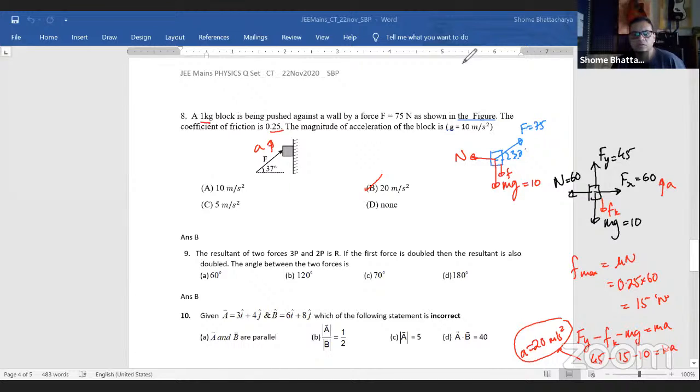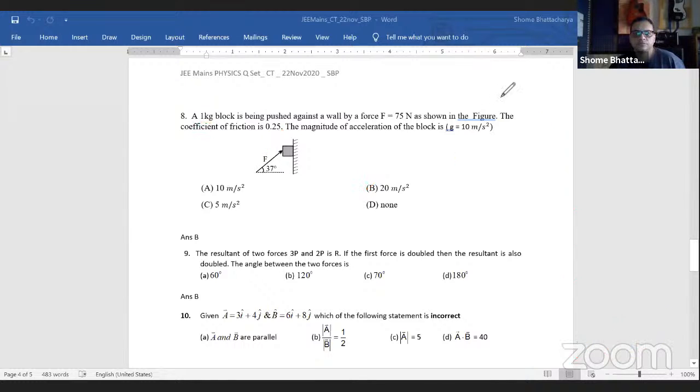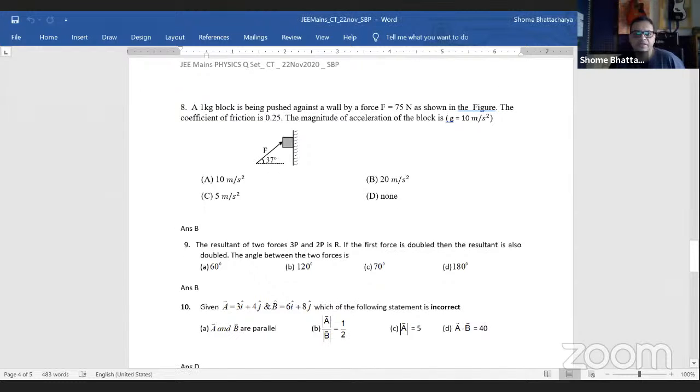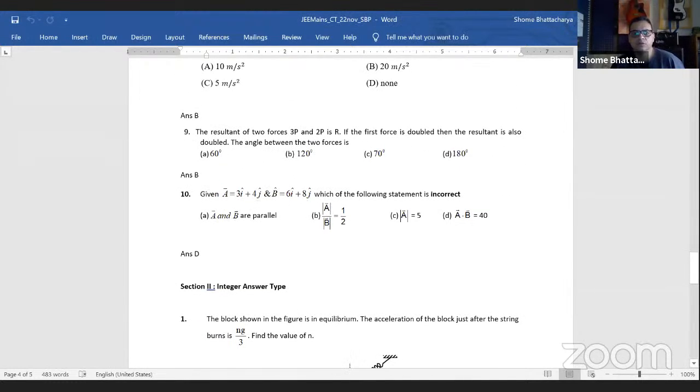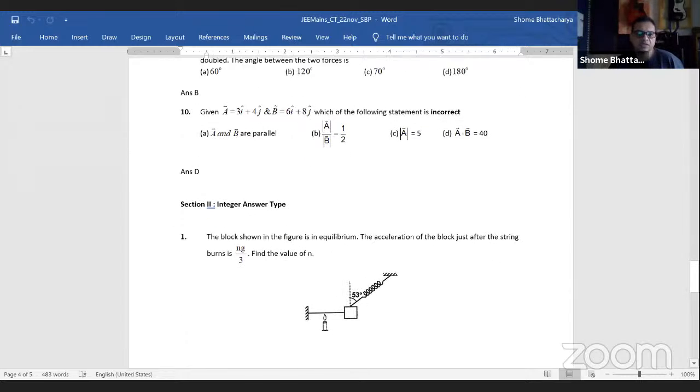Okay. Sujal, is it clear? Now very quickly go through the vectors questions, ninth and 10th. If you have a doubt, then we'll come to the integer answer type questions. Okay, let's come to integer answer type questions.